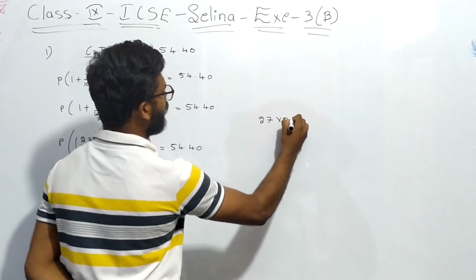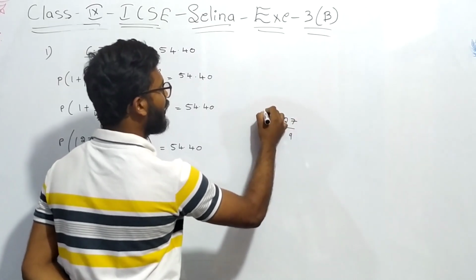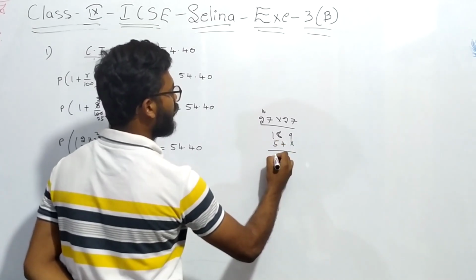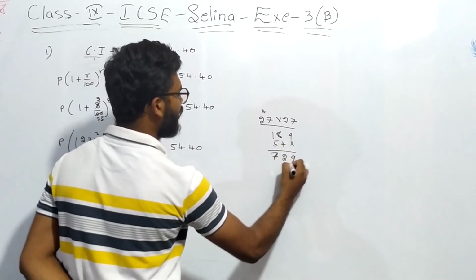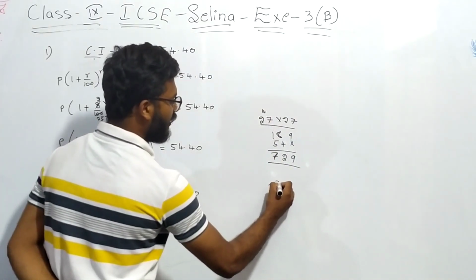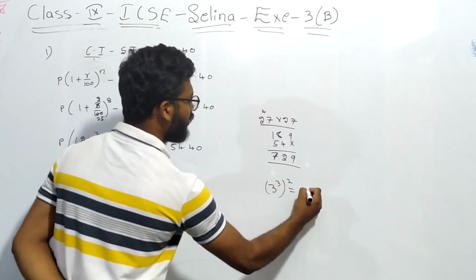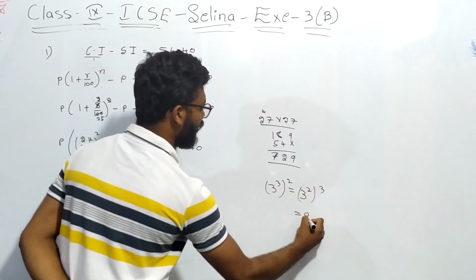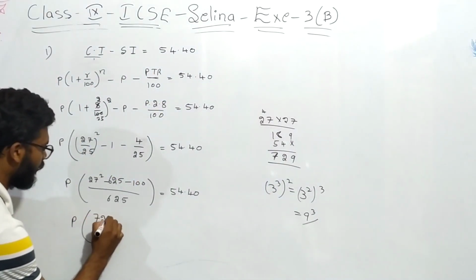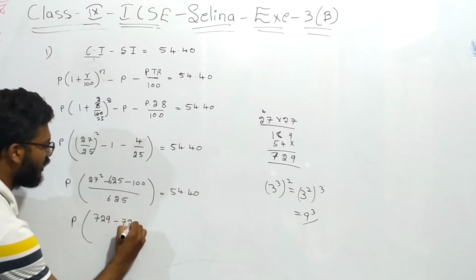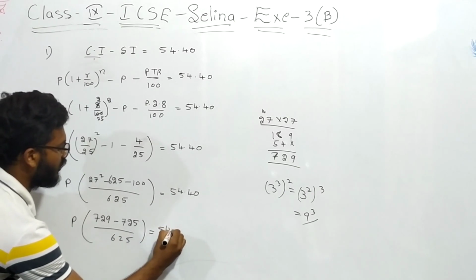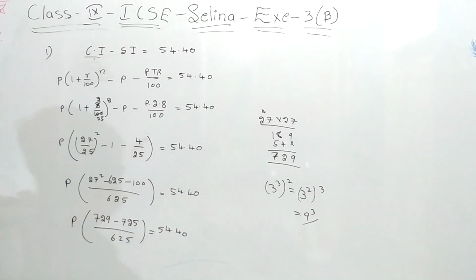Now 27 square. If you don't know, we can do it like this, right? 27 into 27: 7 7s are 49, 7 2s are 14, 189... so 729, right? Or else you can do it like this: 27 square is nothing but 3 cube whole square, so 3 square whole cube, that is equal to 9 cube. 9 cube is 729, right? So 729 minus 725 by 625 is equal to 54.40. The difference is 4, right?